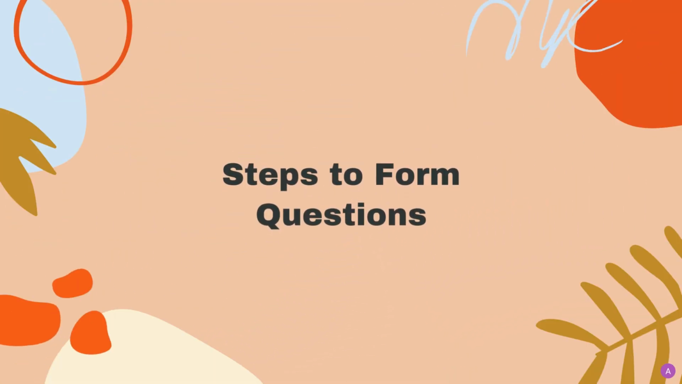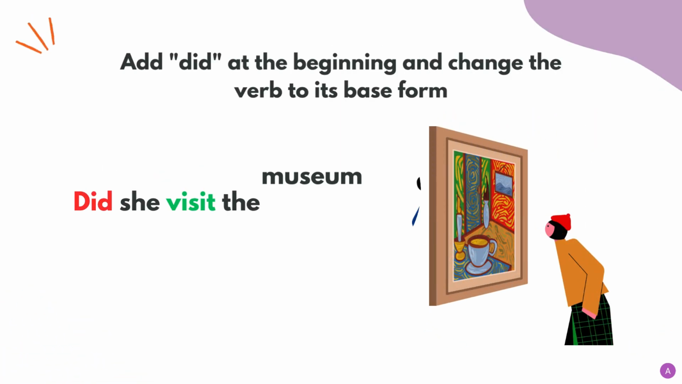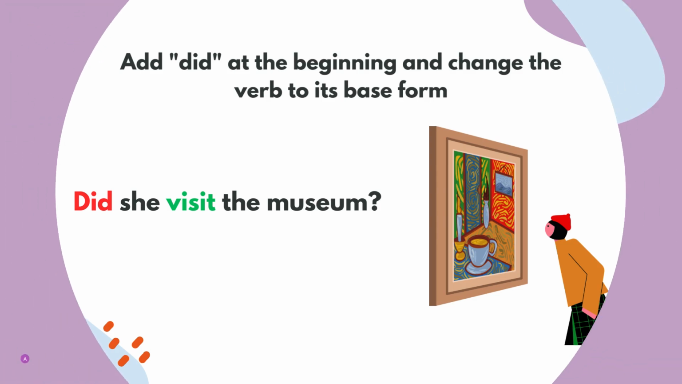Steps to form questions. Step 1. Identify the main verb. Here we have the sentence: she visited the museum. And if you notice, the verb visited is the main verb. Step 2. Add the word did at the beginning and change the verb to its simple form. The sentence could be: did she visit the museum? And at the end, don't forget the question mark.